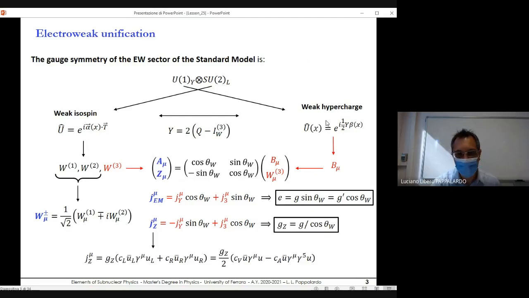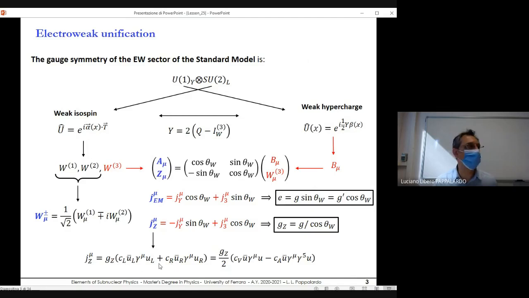Finally, what about the JZ? We introduce first of all the coupling constant for the Z boson as g divided by cos theta W, and then we derived step by step also the full expression of the current for the exchange of neutral Z bosons, which can be given in two different ways. First, as a combination of left-handed and right-handed vector currents. In this case, the couplings are C_L and C_R, which are different.